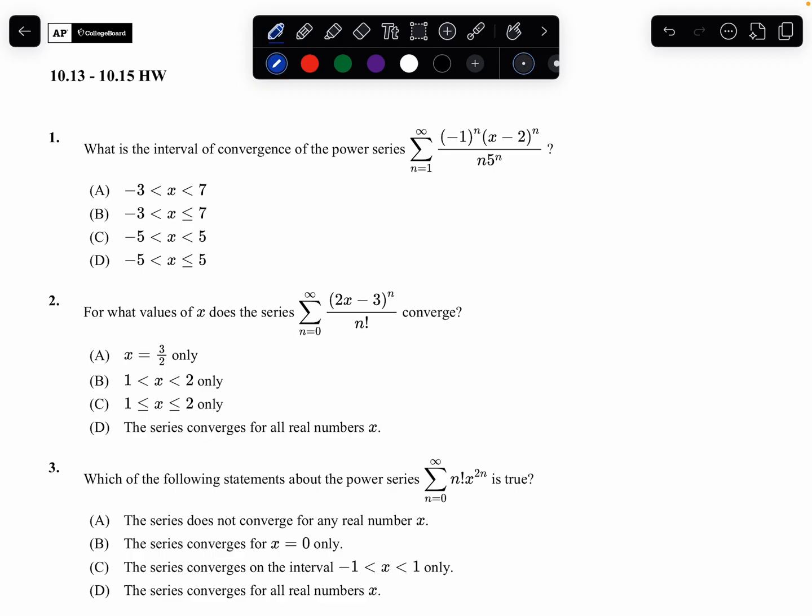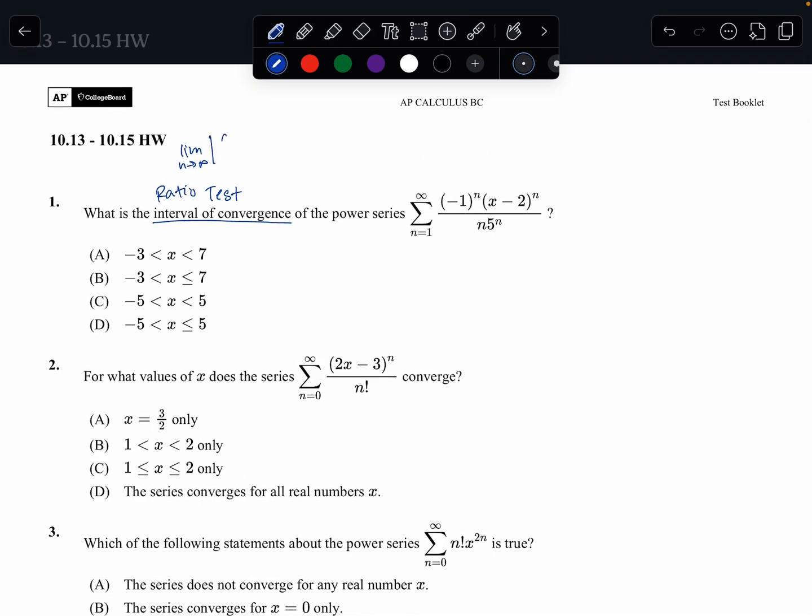So 10.13 through 10.15, what is the interval of convergence for this power series? If you're trying to find the interval of convergence of a power series, you need the ratio test. The ratio test will tell you what the interval or radius of convergence is, whichever one you need. So the ratio test, if you guys remember, is the limit as n approaches infinity of the absolute value of a sub n plus 1 over a sub n.